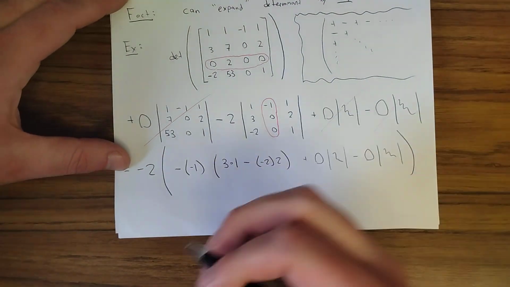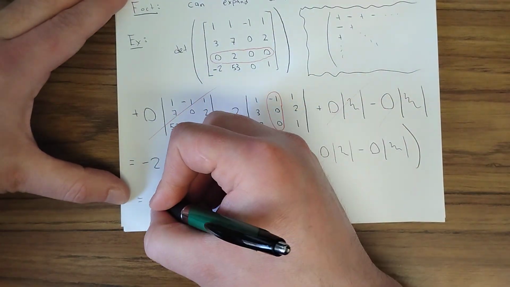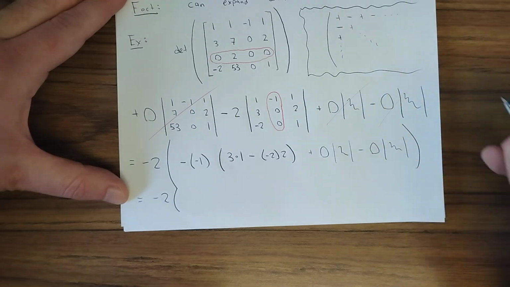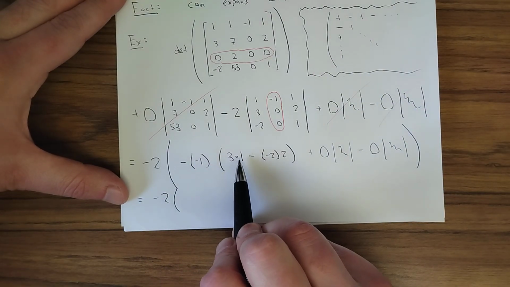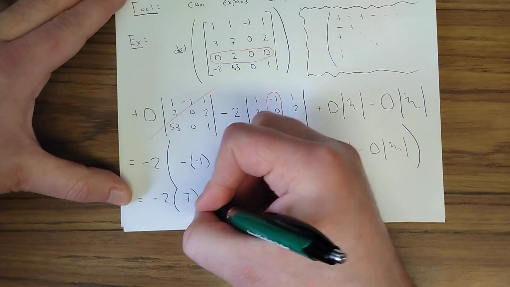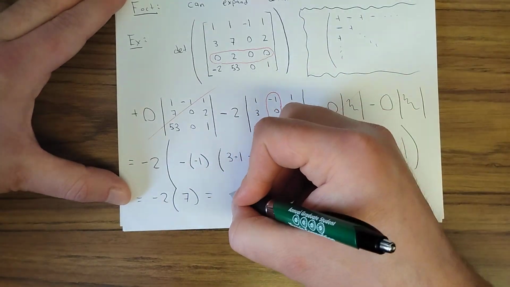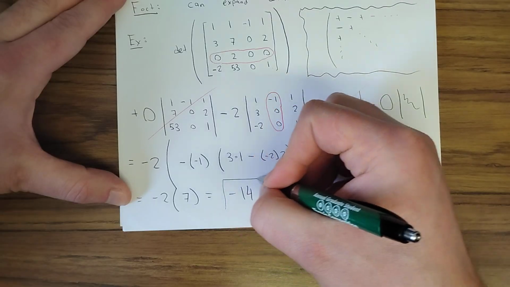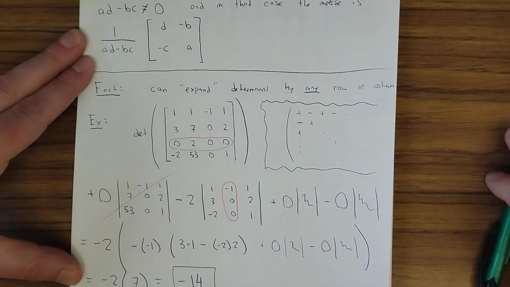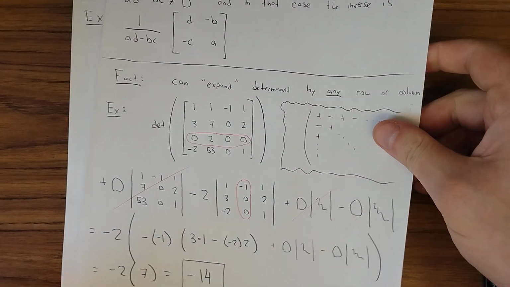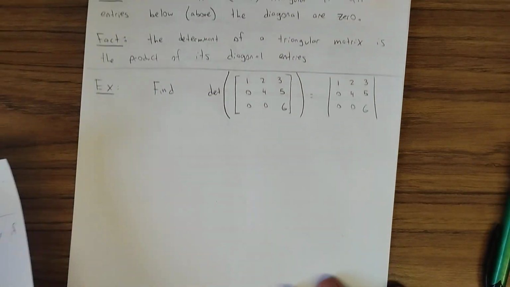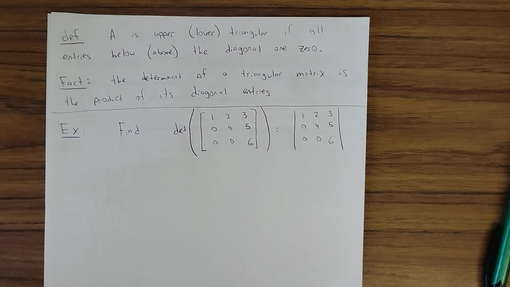So now I've just got to watch me make a mistake in the last part. So this is a 1, this is 3 plus 4, so looks like I get -14. Okay.